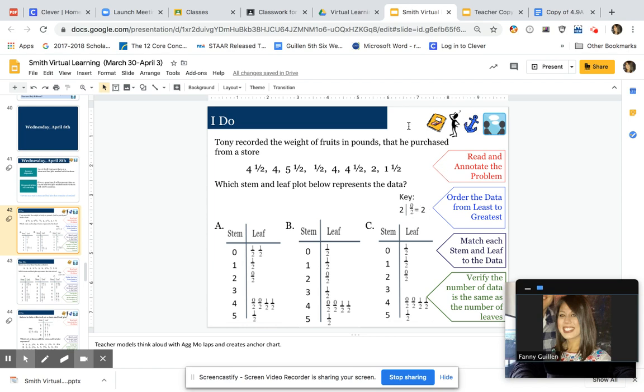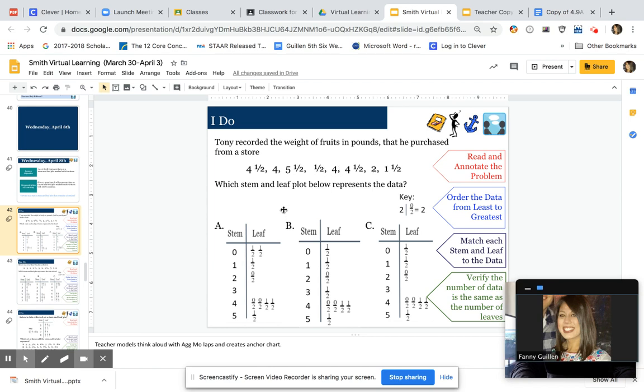So let's go back to our labs. It says read and annotate the problem. So I read it once. Then I'm going to order the data from least to greatest. Then I'm going to match each stem and leaf to the data. I'm going to create my own stem and leaf table with the data that I have. Then I'm going to verify the number of data is the same as the number of leaves. Okay, so in total I have 1, 2, 3, 4, 5, 6, 7, 8.